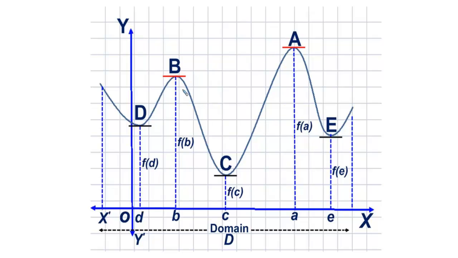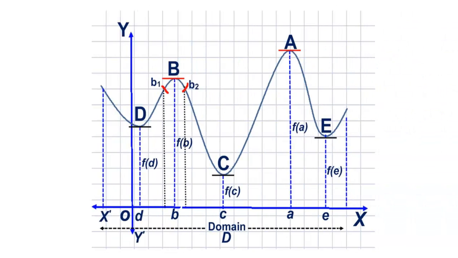But consider a small neighborhood or an interval in the vicinity of this point B. Let the interval be B1, B2. In this interval B1, B2, we find that this point B is higher than any of the points in its neighborhood. Hence, we call the point B a local maximum in the interval B1, B2, and f of B is called the local maximum value.